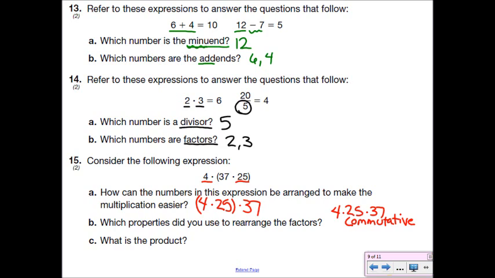The next thing that we did was we put the 4 and the 25 together in parentheses, so we do them first. And that's the associative property. And that tells us that we can group things in parentheses in any way we want. Associative. And that will not change your answer.